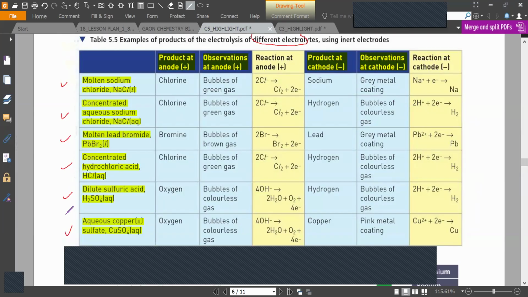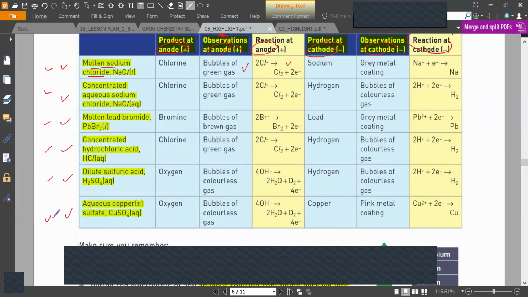Electrolysis: what situation? For example, molten sodium chloride. What do you expect to see at the electrode? What is the half equation? What happened at the anode, and what happened at the cathode? We need to know all of them. All of these situations we need to know. Later we will come to these examples one by one.